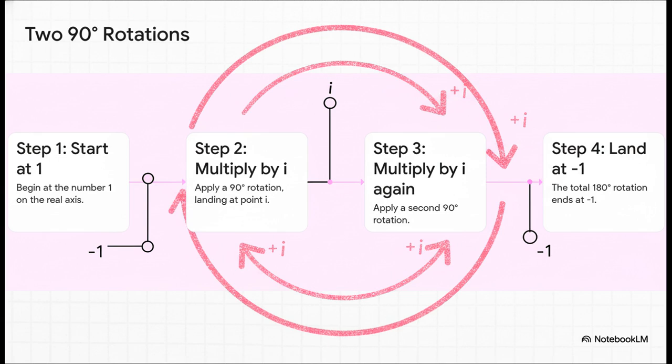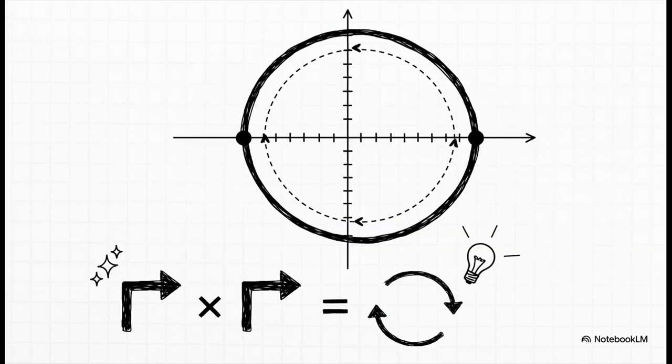Now, let's do it again. From where we are, let's multiply by I a second time. Another 90-degree rotation. Where does that put us? We've gone 180 degrees in total, and we land at -1. And boom, there it is, the big reveal.